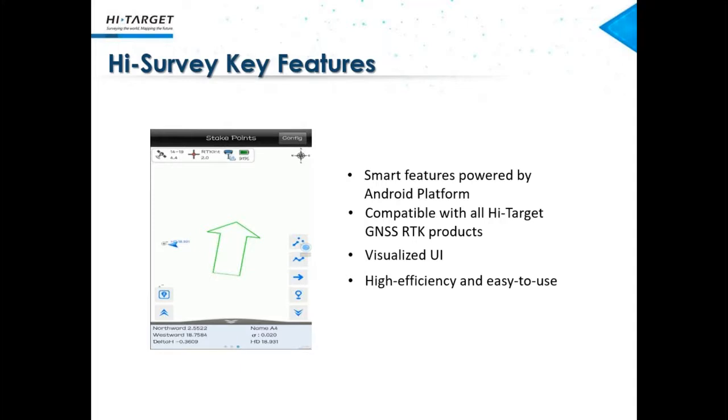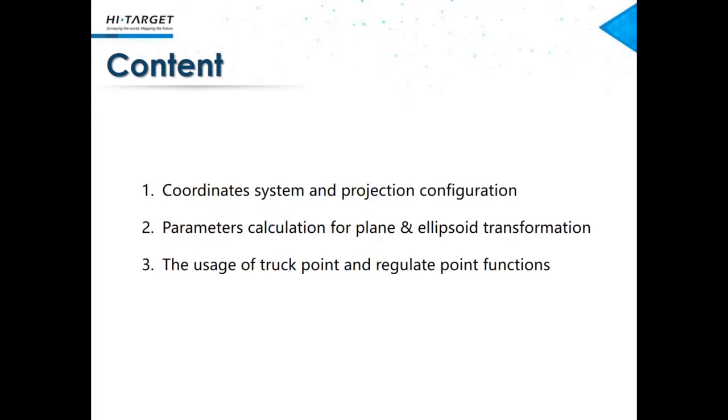Okay, right, let's get started. So I have divided my presentation into 3 main parts. First part, coordinate system and projection configuration in Hi-Survey. So I will show you the workflow in Hi-Survey. And second part is parameter calculation for plane and ellipsoid transformation. So it is like localization in other software, such as SurvCE. And with this function, we can calculate parameters with 2 known points or 3 known points.